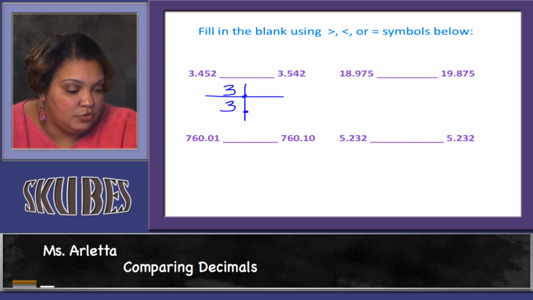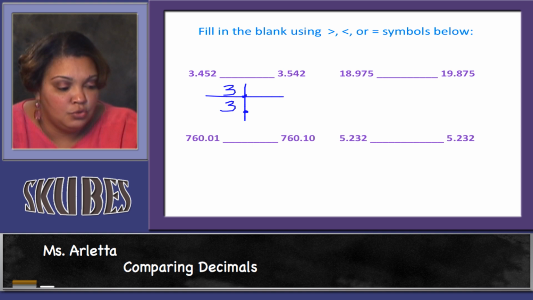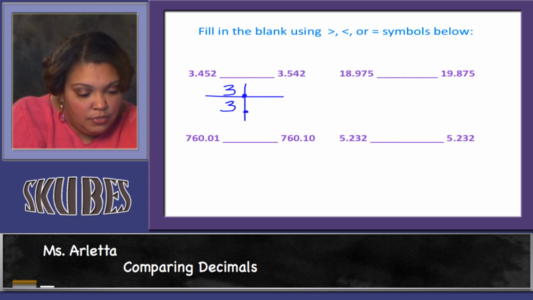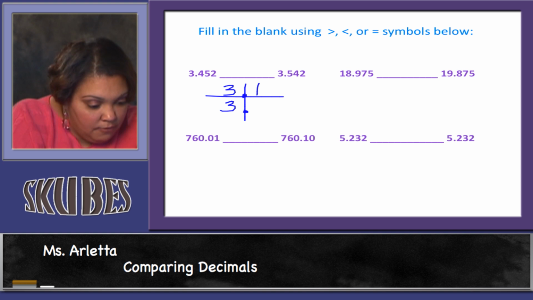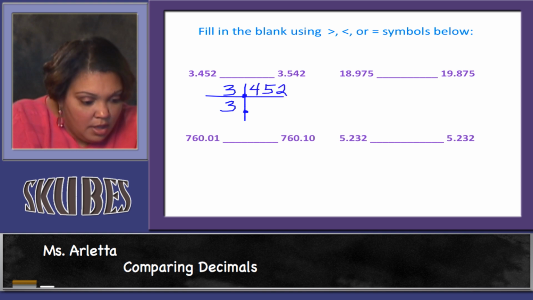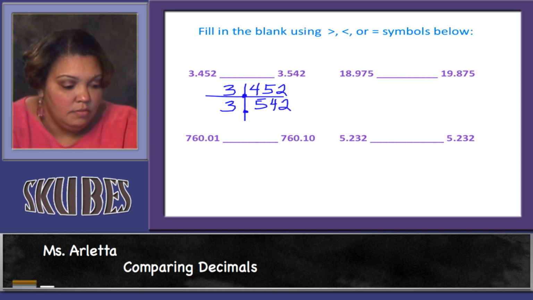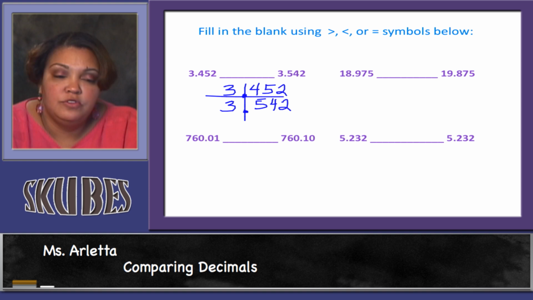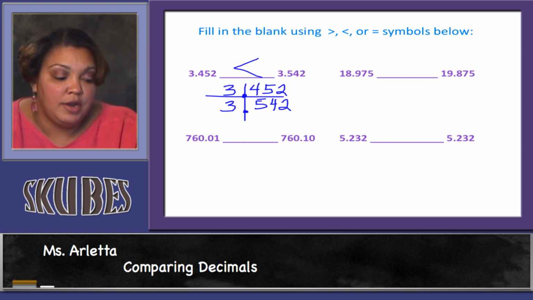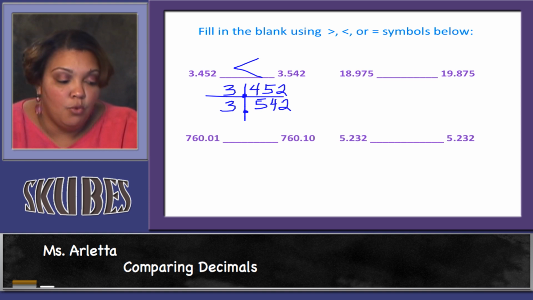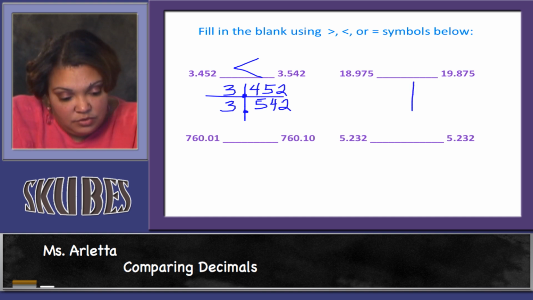I can see a 452 and I see a 542 after the decimal point in the first number. I'm going to go with least to greatest. So my lowest number would be 452 first, and then 542 second. Since we know that the 542 is larger than the 452, then 3.542 is greater than 3.452. Let's go to the next problem.